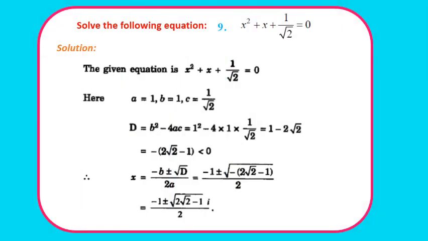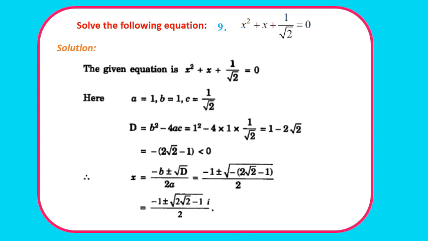Next is question 9. Solve the equation x² + x + 1/√2 = 0. Comparing this with the standard form ax² + bx + c = 0, we get a = 1, b = 1, and c = 1/√2. Using these values in the formula for discriminant D = b² − 4ac = 1² − 4 × 1 × 1/√2, which is equal to 1 − 2√2. Or this can be written as −(2√2 − 1).